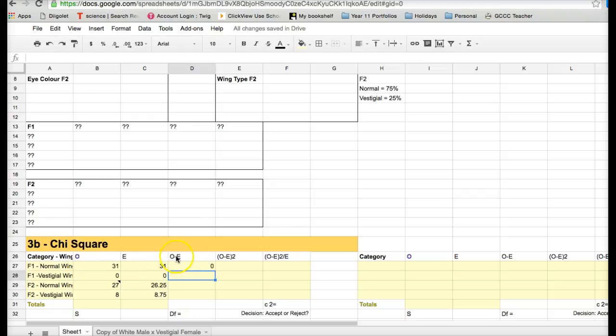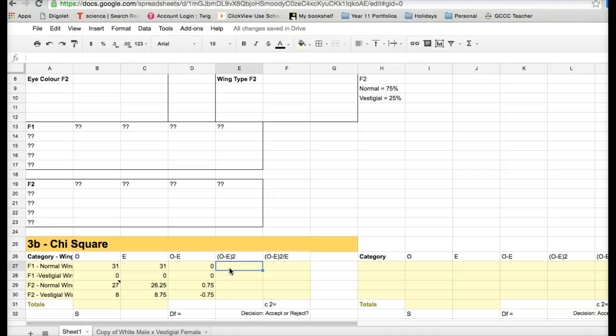This is the difference between my observed and my expected numbers. Now, if you type this in and you've typed it in correctly, you can actually copy down that formula like this. Makes things a lot easier. Now I need to square it to get rid of any negatives. So my observed minus my expected squared.